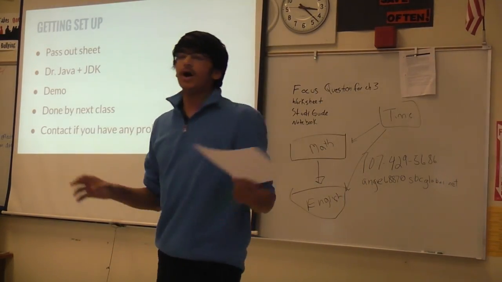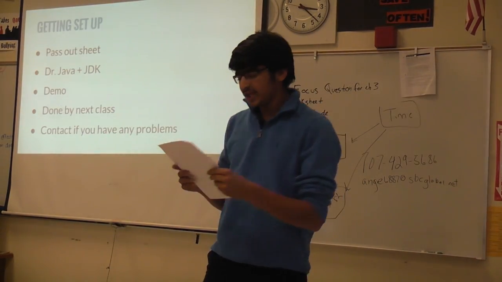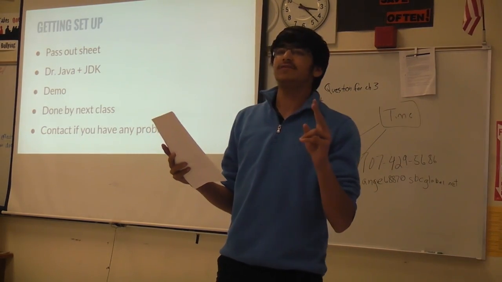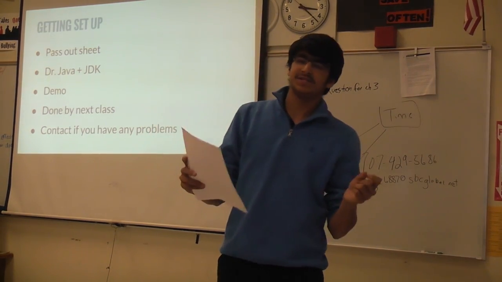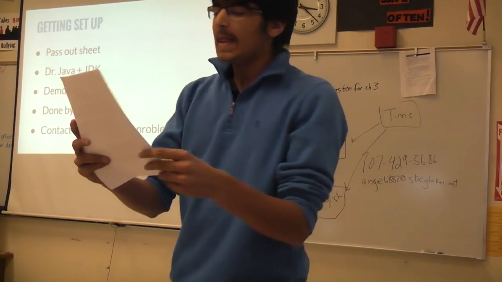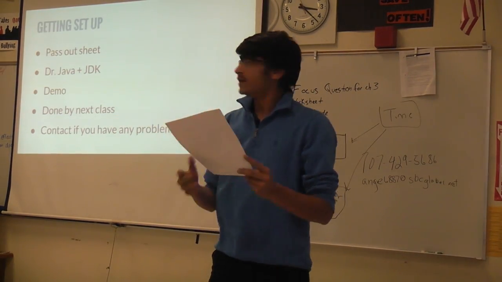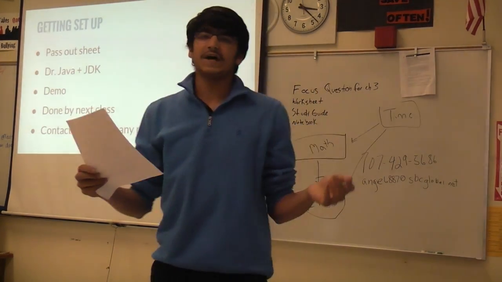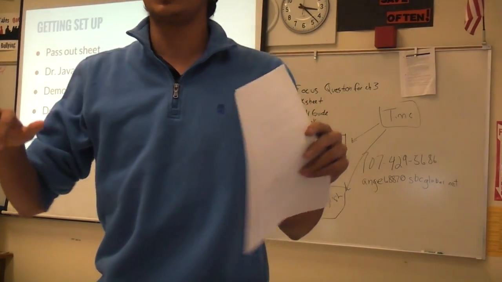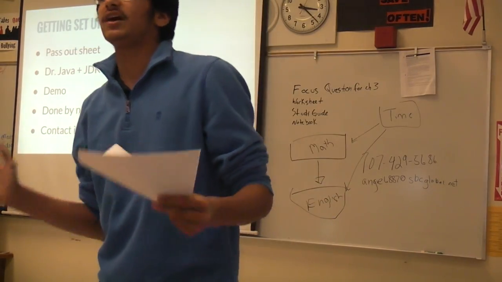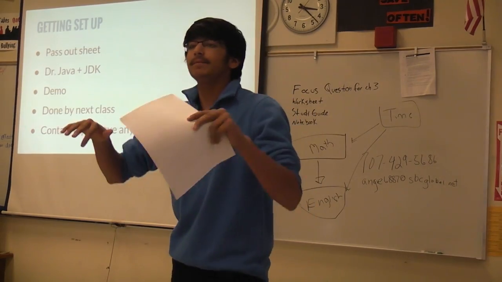While you guys take a look over at the sheet, you notice that there's 2 things you have to install. One is the Java Development Kit, JDK, and the other is Dr. Java. So Dr. Java is where you'll be typing up your code. Think of it as the Microsoft Word for programming. You type up your code there.